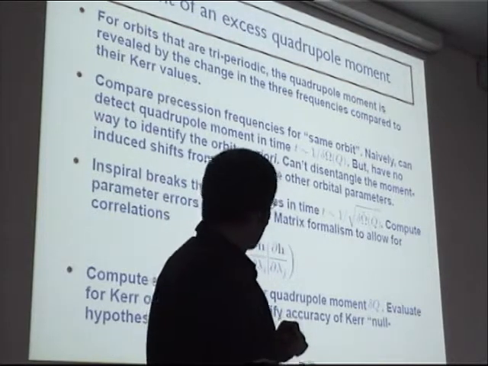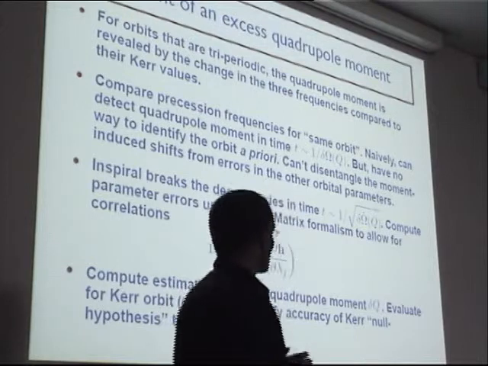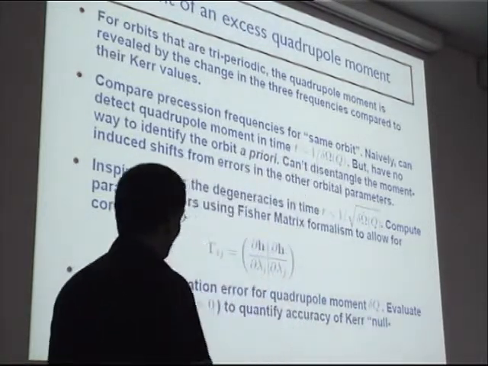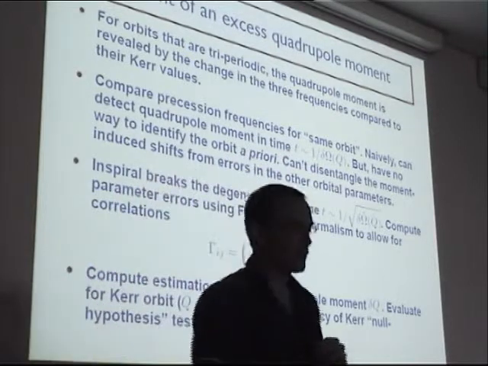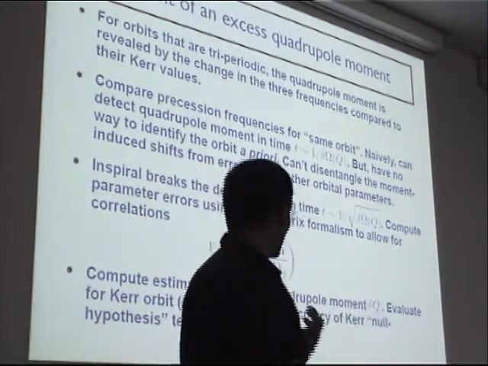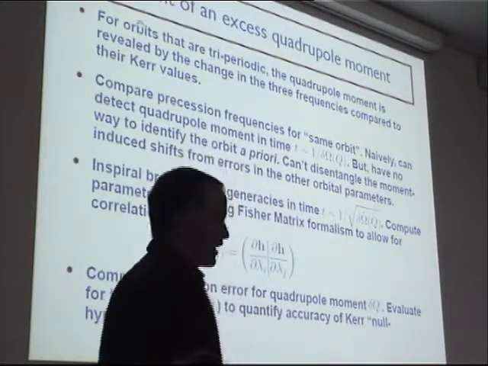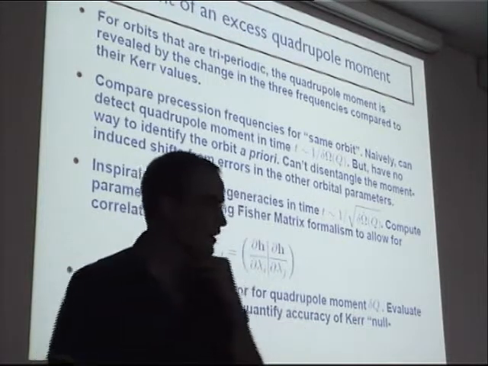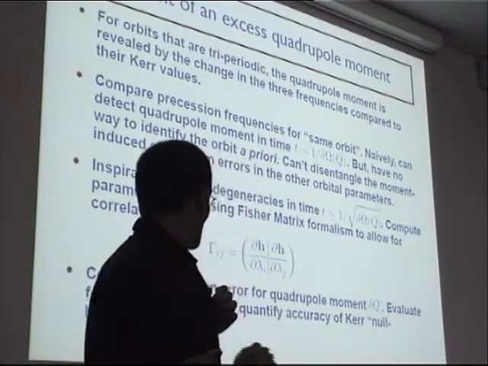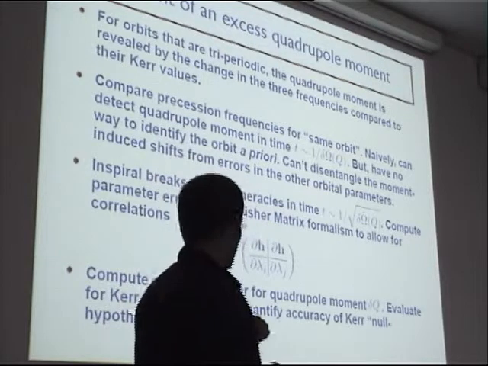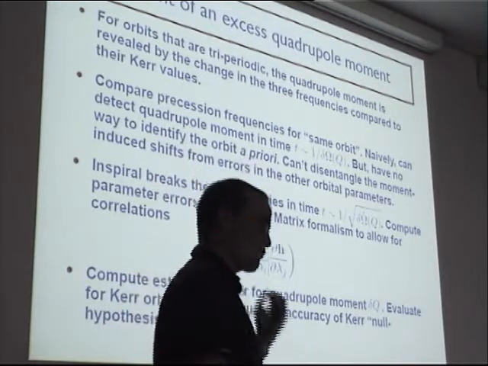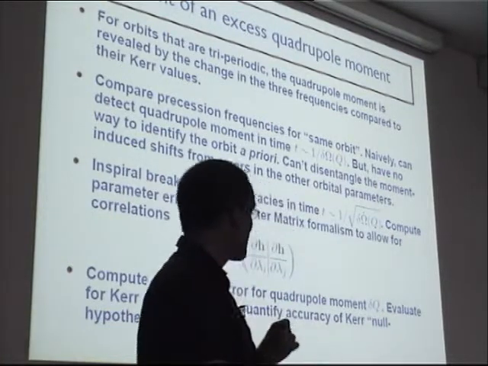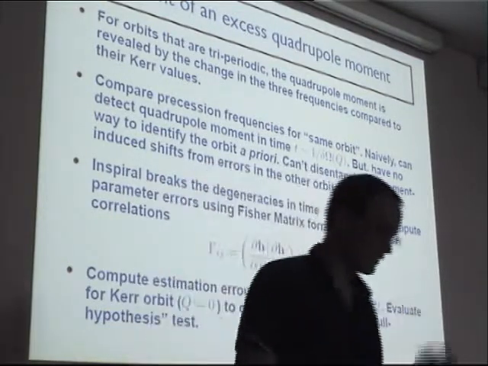Now, what breaks the degeneracies is that we have inspiral. So in a sense, we have these frequencies as a function of time. And to incorporate this properly, you need to compute parameter errors using the Fisher information matrix formalism to allow for correlations. If you evaluate it for the Kerr orbit, you can quantify what you mean by a null hypothesis test. You can say, if we observe something that's very consistent within inspiral to Kerr, then how large a quadrupole moment could it hide, in a sense?